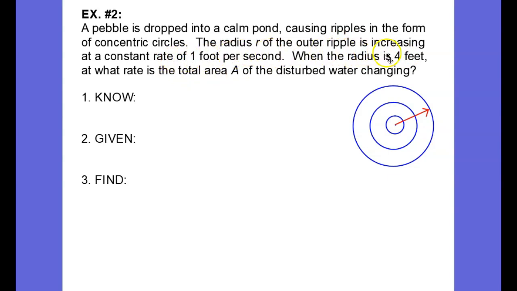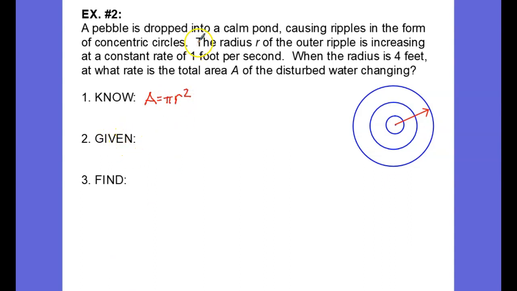When the radius is 4 feet, at what rate is the total area of the disturbed water changing? So one thing I know is the area formula for a circle. And so let me start with that. Area is equal to pi r squared. Now let's look and see what we're given.